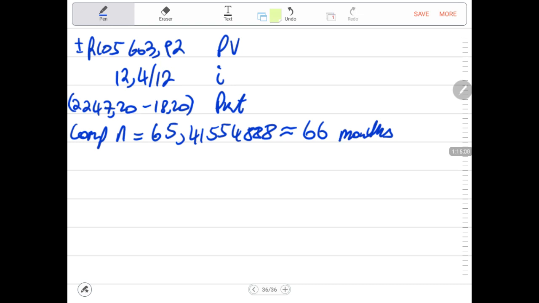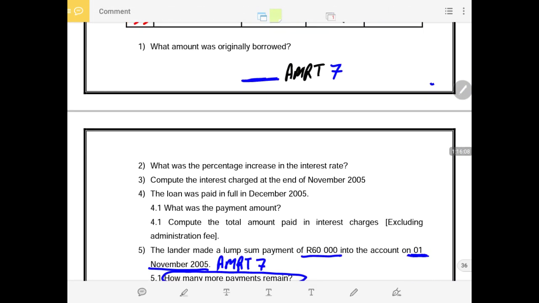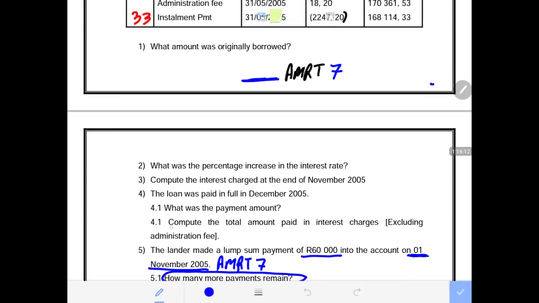Let us then now listen to the next question. Please don't clear your calculator because these questions are very much continuous. Don't clear your calculator. Now, it further says compute.